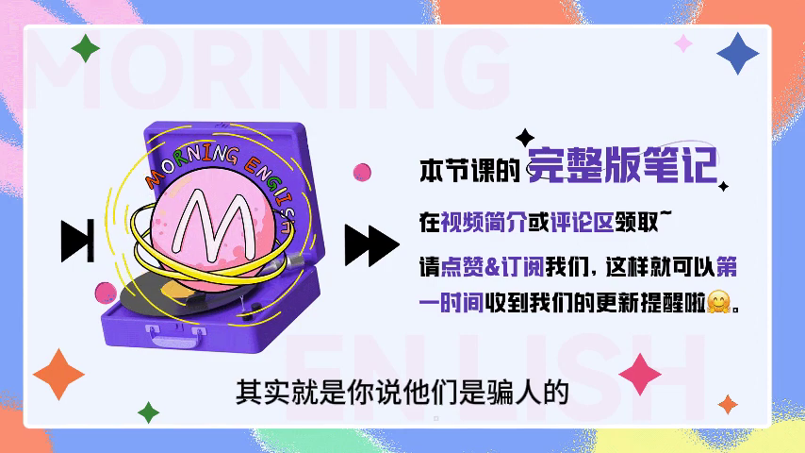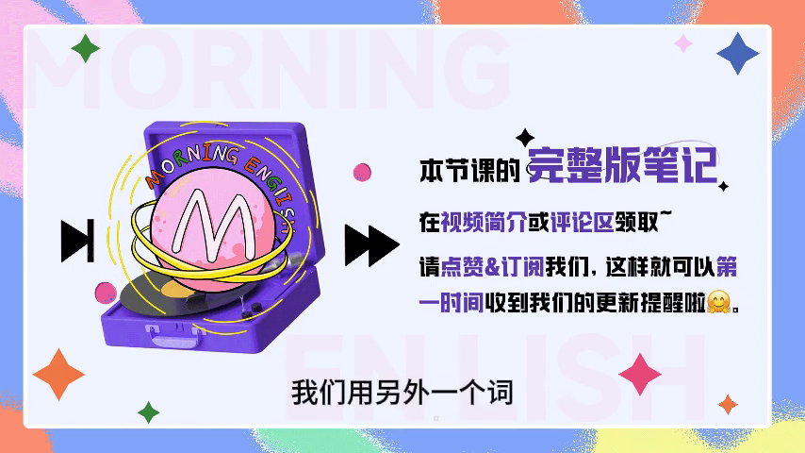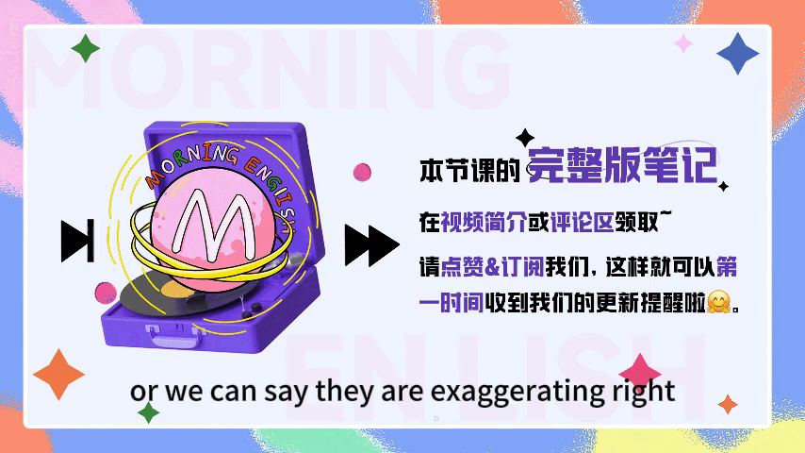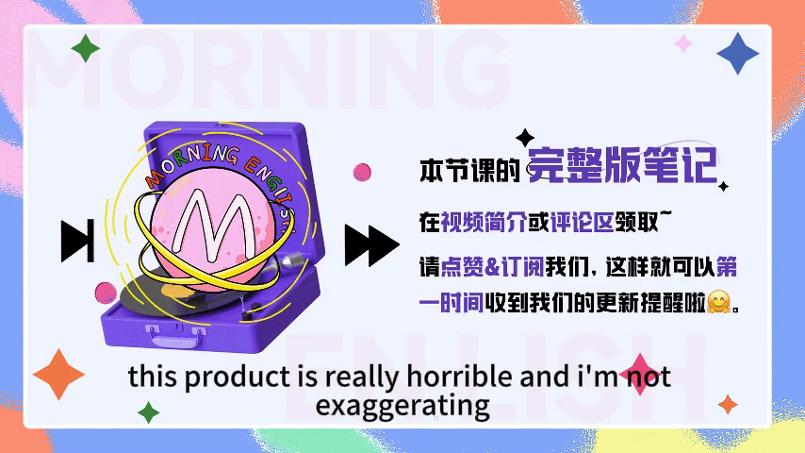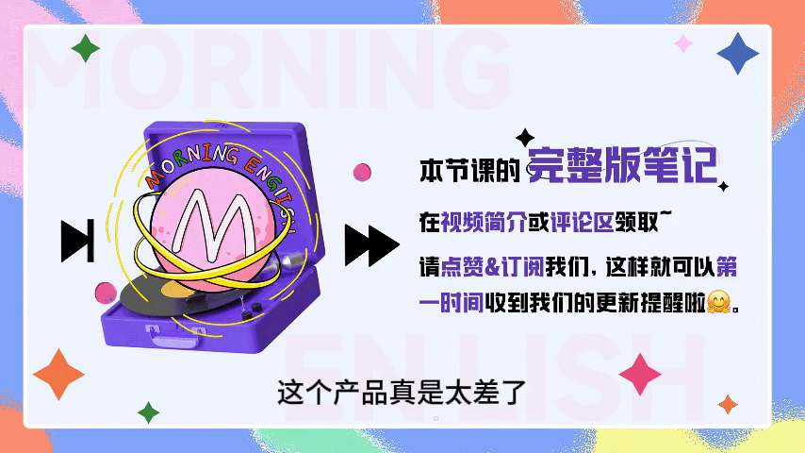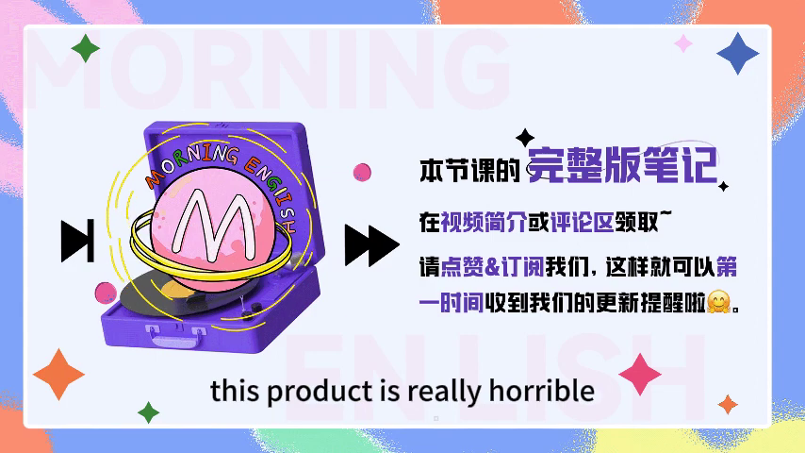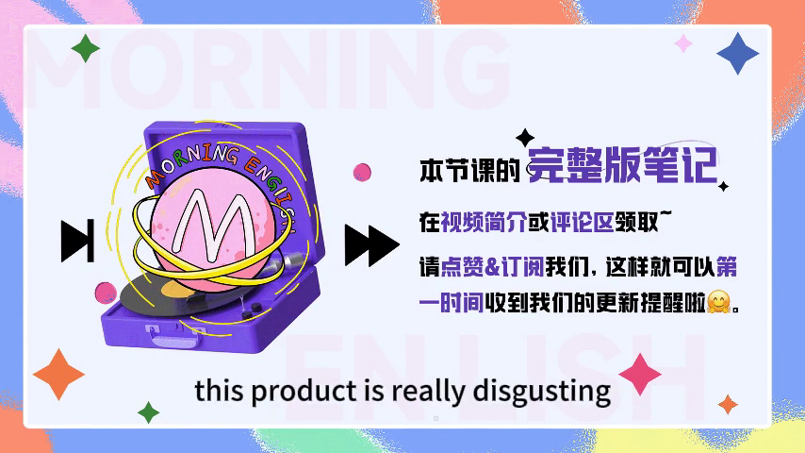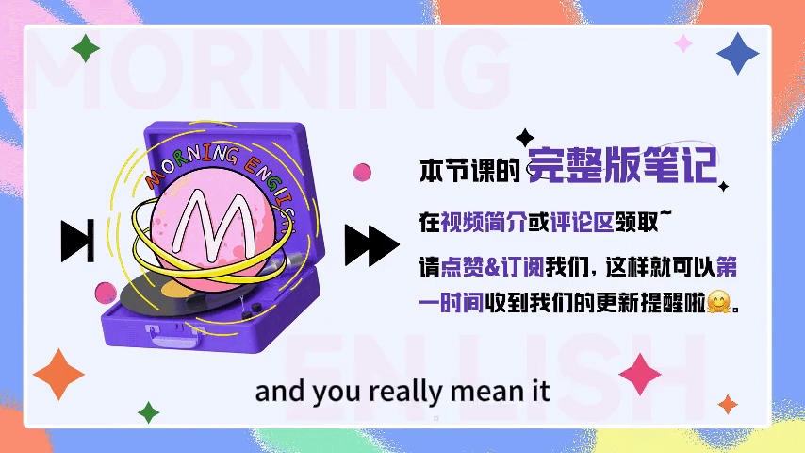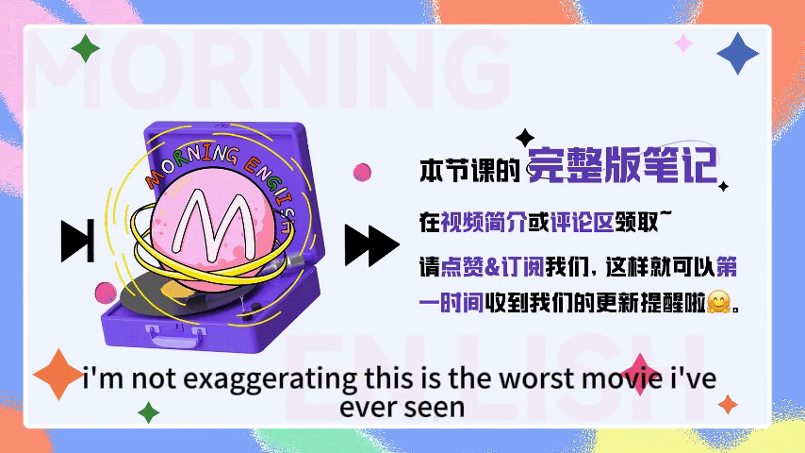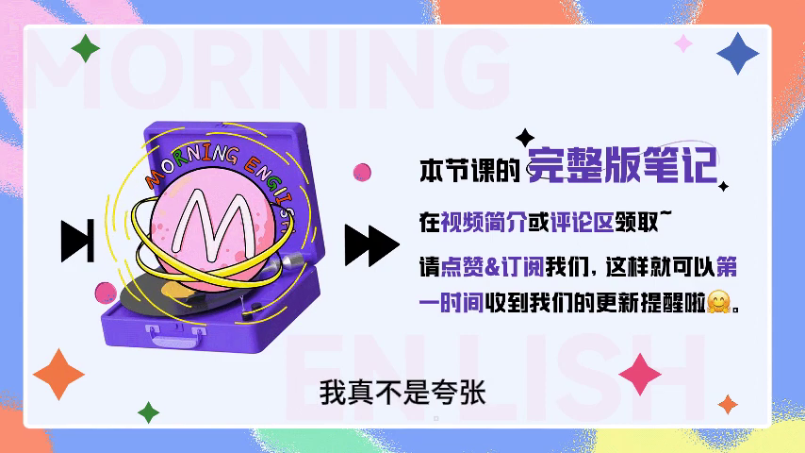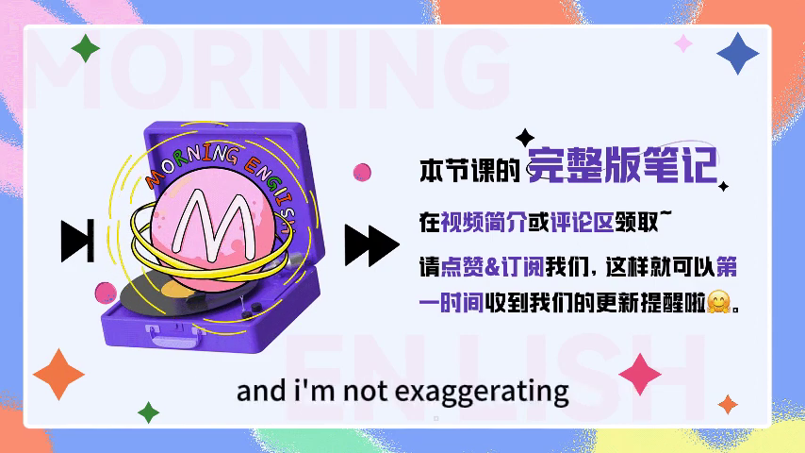Instead of saying they're lying directly, we use another word: they're overinflated. Or we can say they are exaggerating. Like, this product is really horrible and I'm not exaggerating. This product is really disgusting and I'm not exaggerating. When you say something with an extreme term and you really mean it, you might say, I'm not exaggerating. This is the worst movie I've ever seen, and I'm not exaggerating.